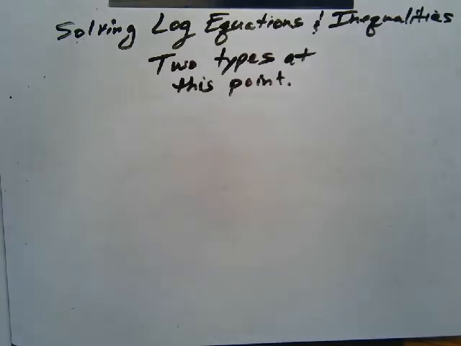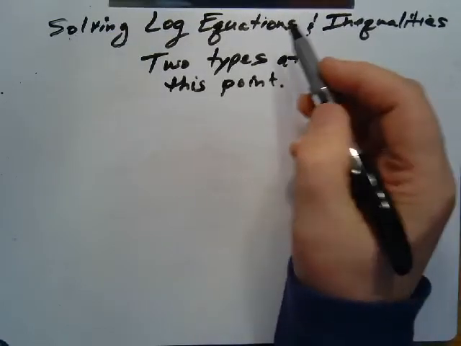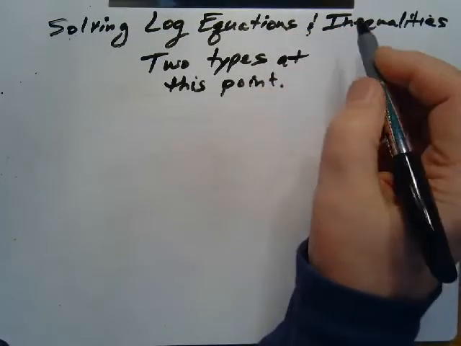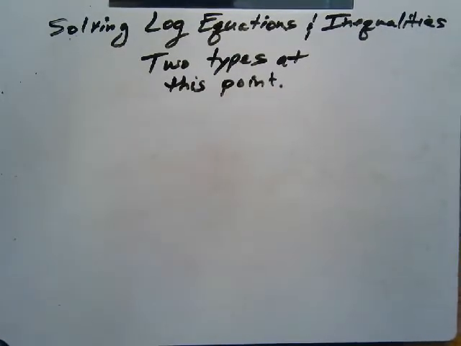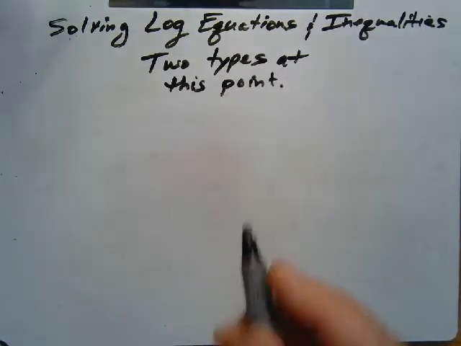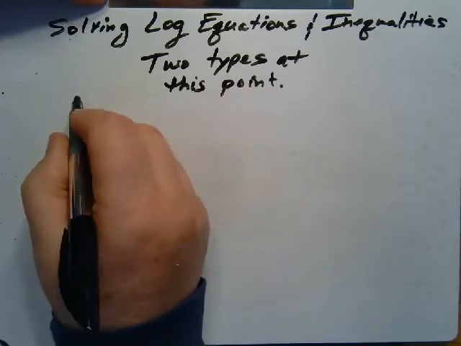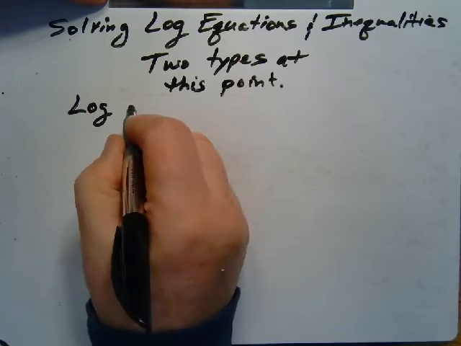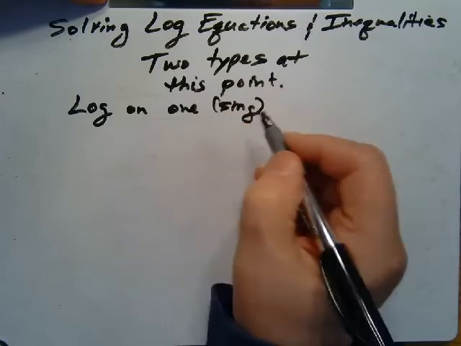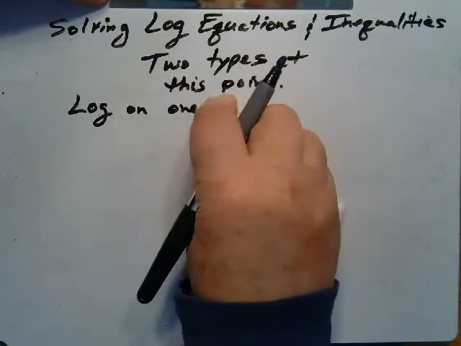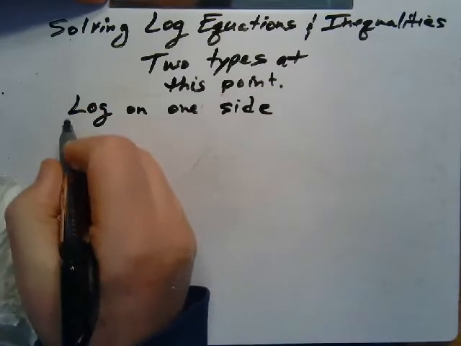All right, we're going to solve log equations and inequalities. Note that solving equations and inequalities is generally going to be done the same as before. Sometimes inequalities throw a little loop at us, and we'll show you those when we get to it. Now, at this point, there are two types of log equations that you're going to solve. One, where there's a single log on one side of the sign, and it has to be solo.